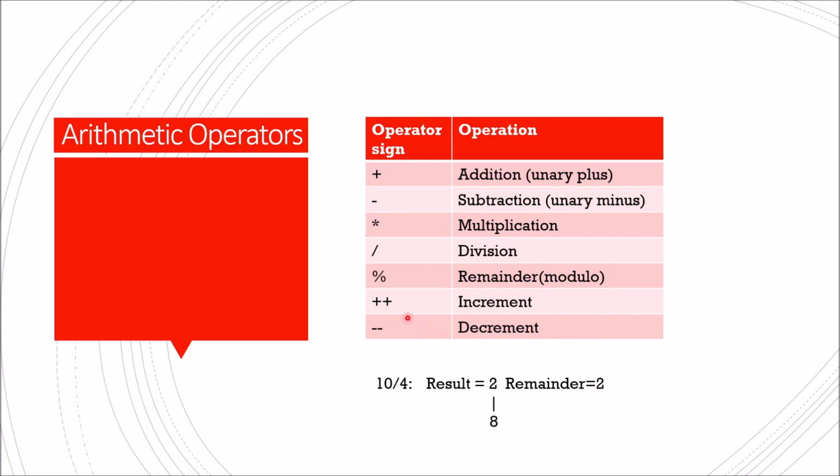Obviously, it has to be not taking fractional parts, but actually whole numbers. The next one is the increment operator, which will increment the numeric value of your data by 1 unit, and the decrement operator, which will decrement the numeric value of your data by one unit.